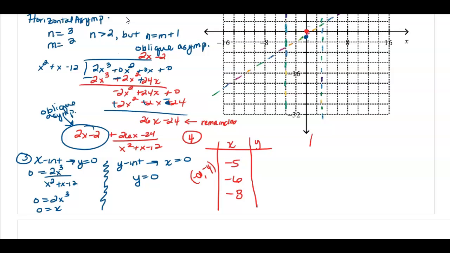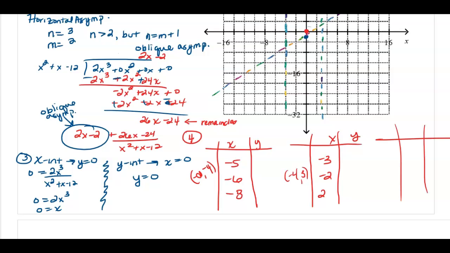All right, then we're going to have an interval from negative 4 to positive 3. So let's do negative 3, negative 2, positive 2. Then we have one more interval, and this one is from 3 to infinity. So let's do 4, 8, and 10. Now you can pick any numbers in this interval. I'm just trying to pick things that are going to be easiest.